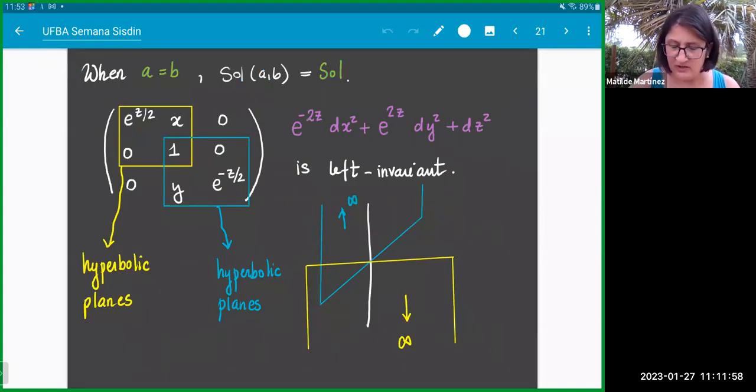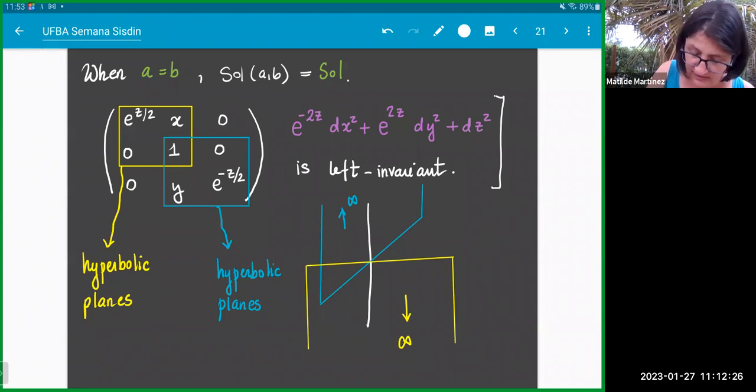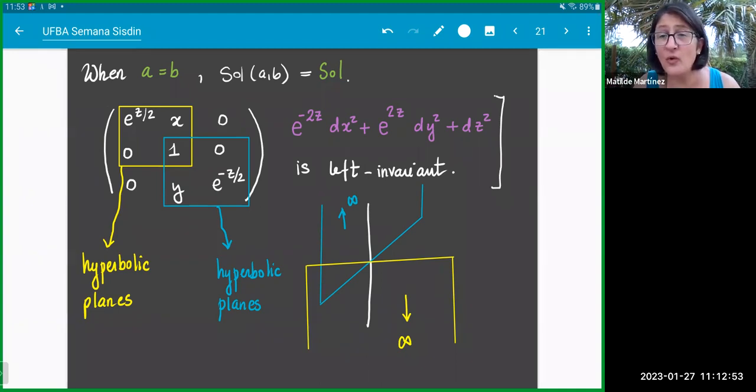If you take A equal to B, you get a very well-known Lie group, which is the group SOL. This is a three-dimensional solvable Lie group, which has the following feature. This is a left invariant metric on SOL, and you can see it in this way. This 2x2 submatrices, which I've drawn in yellow, is isometric to a hyperbolic plane. And the blue one is also isometric to a hyperbolic plane. So the group SOL is topologically R3, and metrically it's foliated by two transverse families of hyperbolic planes. But one of them is looking upwards and the other one is looking downwards.